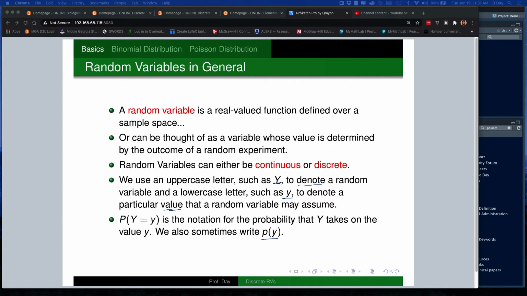So say you're interested in seeing what's the probability that maybe the random variable was the number of patients, or you collected data on the patients with a specific disease, and you wanted to know how many of them were terminal, and you could say what's the probability that Y equals 20. Then you could find that probability that exactly 20 of them had that terminal disease. That's just an example there.